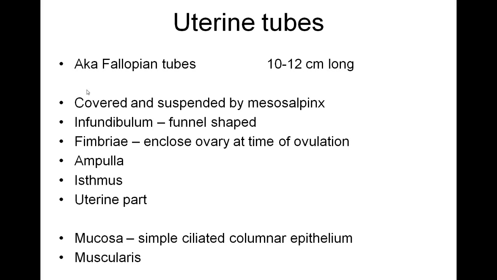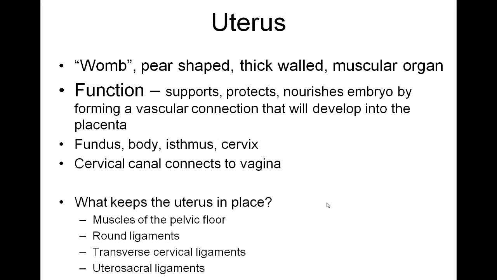Now the uterine tubes, those are the fallopian tubes. We talked about them. The infundibulum part is funnel-shaped. The fimbriae are the little fingers that come over to the ovary to get the egg. The ampulla is kind of like the trumpet part, like a funnel part too. The isthmus is narrow, and then the uterine part attaches to the uterus. The mucosa in there is simple ciliated columnar epithelium, which makes sense if you think about the movement of the egg. It also has a muscularis, a muscle layer.